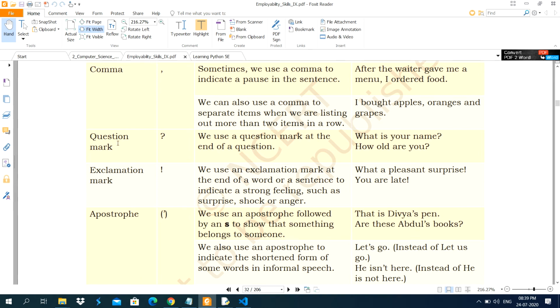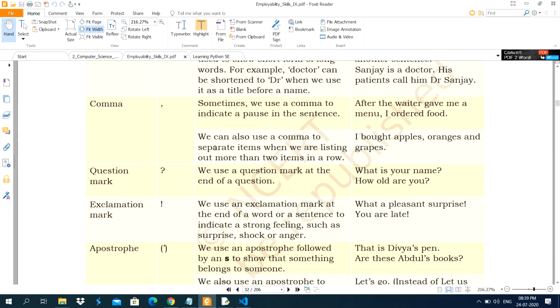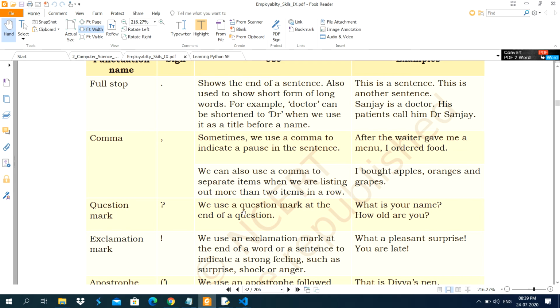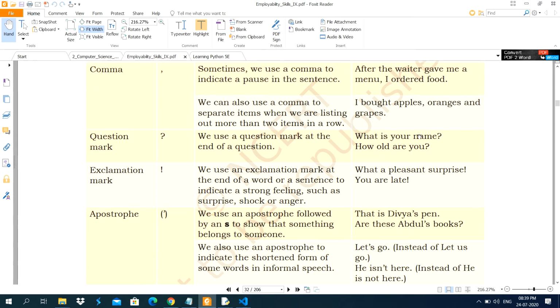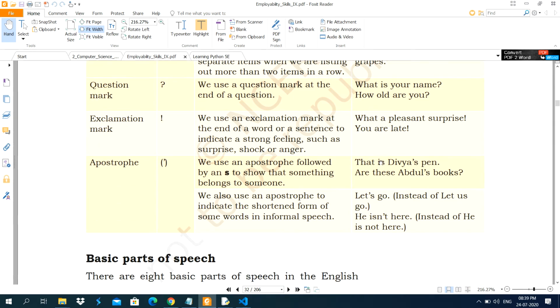Next is the question mark. A question mark basically is used for an interrogative type of sentence, to ask a question. Its use is, we use a question mark at the end of a question. Like in this sentence, what is your name? How old are you? These sentences are asking some question.